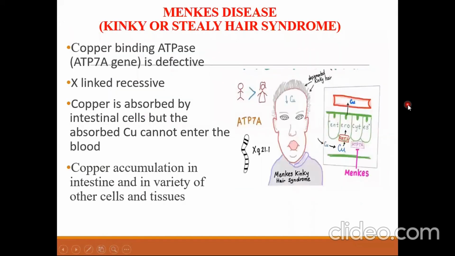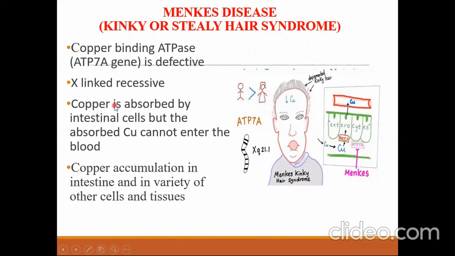The second disease is Menkes disease. In Wilson's disease, there is a defect in the ATP7B gene, right? In case of Menkes disease, there is a defect in the ATP7A gene. It is transmitted as an X-linked recessive trait, which means that the male child is going to get affected more, right?